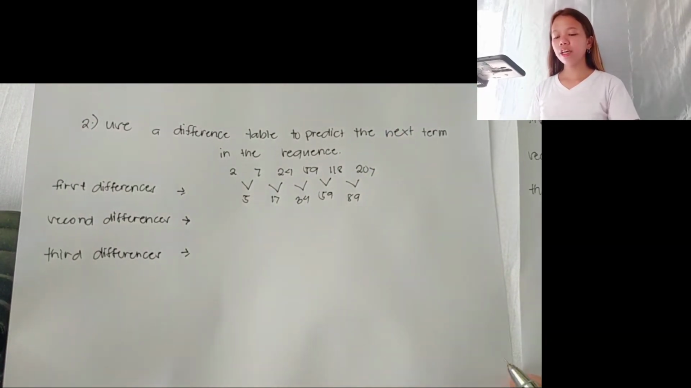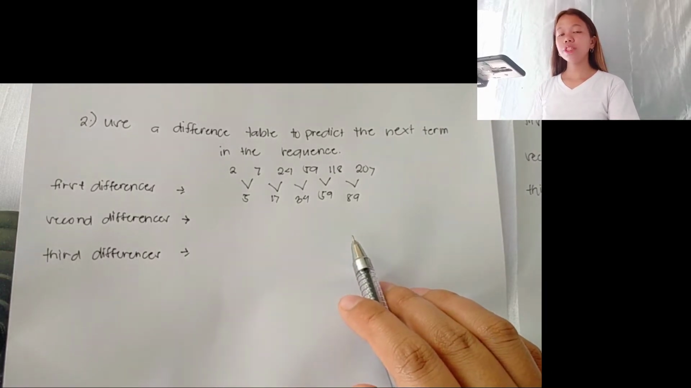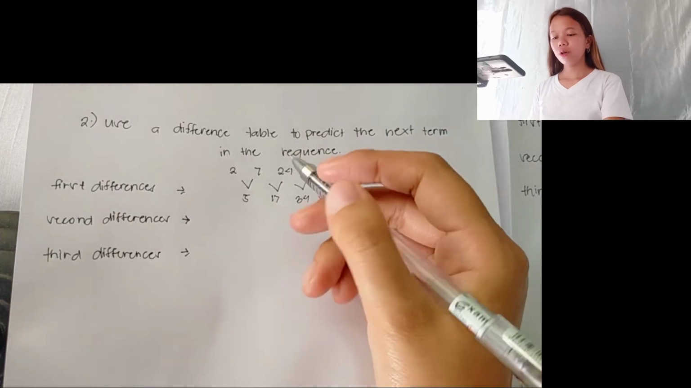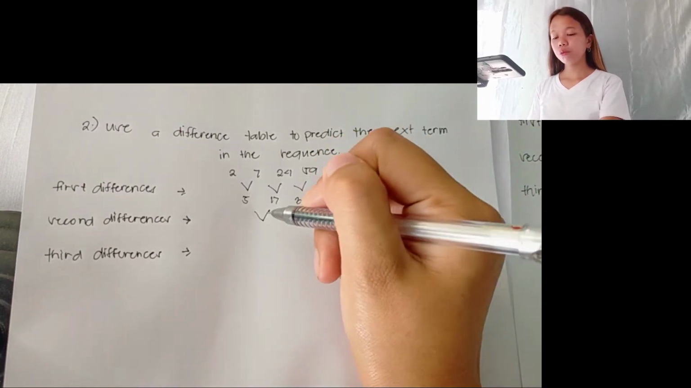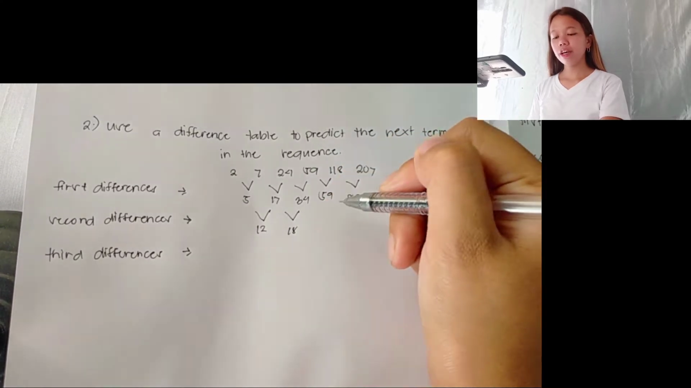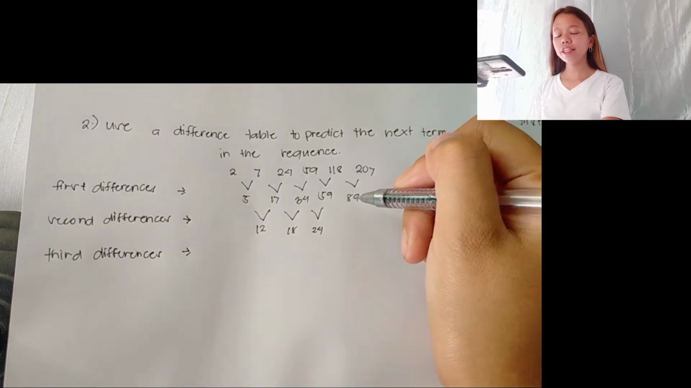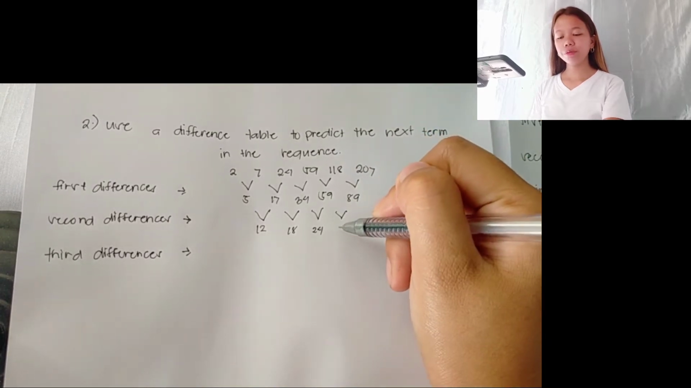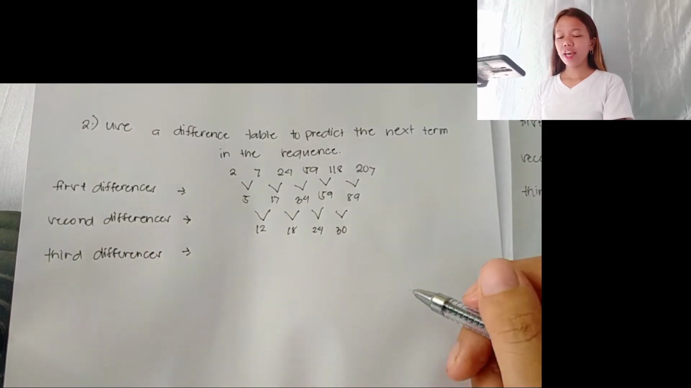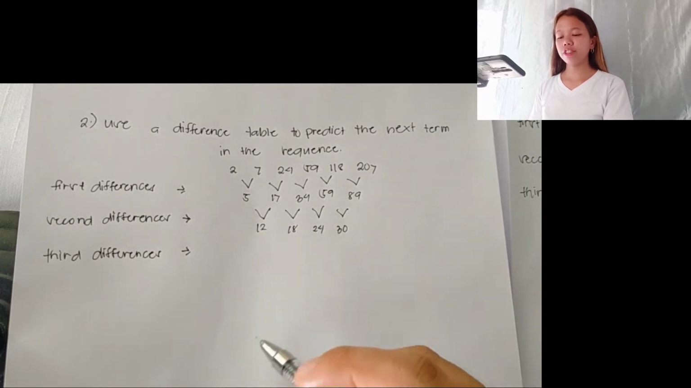So as we can see, the numbers are not the same value. So let's proceed to second differences. 17 minus 5, that would be 12. 34 minus 17, that would be 18. 59 minus 34, that would be 24. And 89 minus 59, that would be 30. So again, the numbers are not the same value. So proceed to third differences.